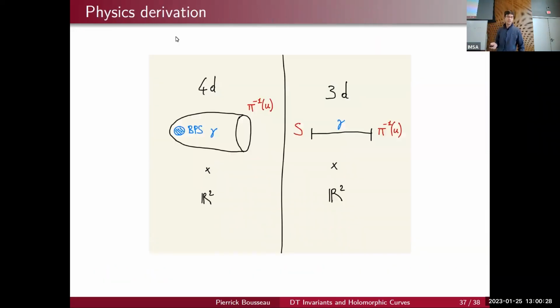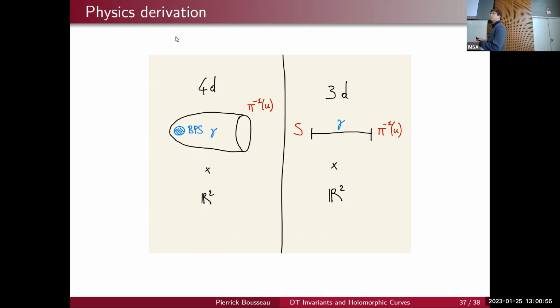And I will just end with the promised physics derivation, which is extremely crude. Here it's only this picture. I want to explain how to go from BPS states of the 4D theory to things like holomorphic Floer theory of the integrable system. The claim is that if you start with the 4D theory, you can put it on this kind of cigar geometry times R2.